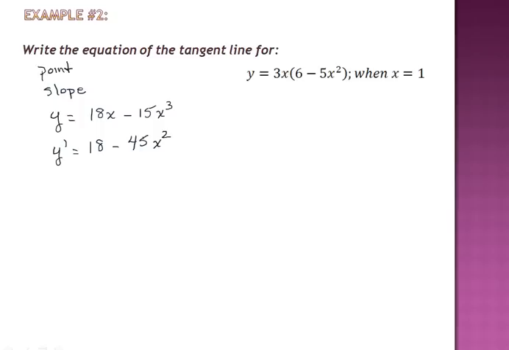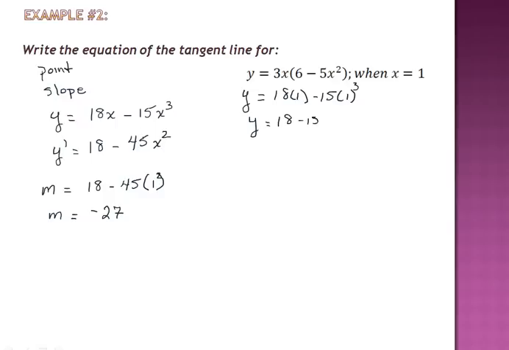Now I want to know when x is 1, what is the slope? So my slope, m, is going to be equal to 18 minus 45 times 1 squared. And 1 squared is 1. So 18 minus 45 is negative 27. So now the only other thing I need is a point. So I take the 1 and I plug it in, and I have y is equal to 18 times 1 minus 15 times 1 cubed. So I have y is equal to 18 minus 15, or in other words, 3.